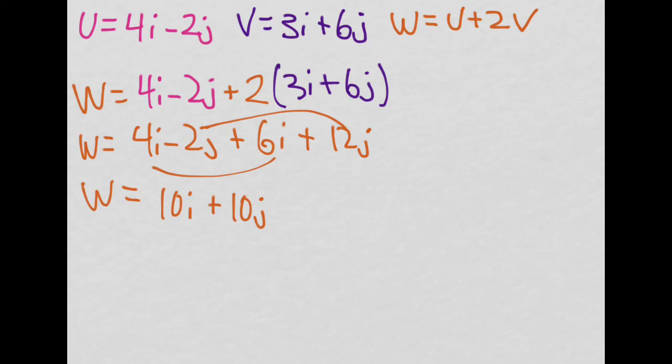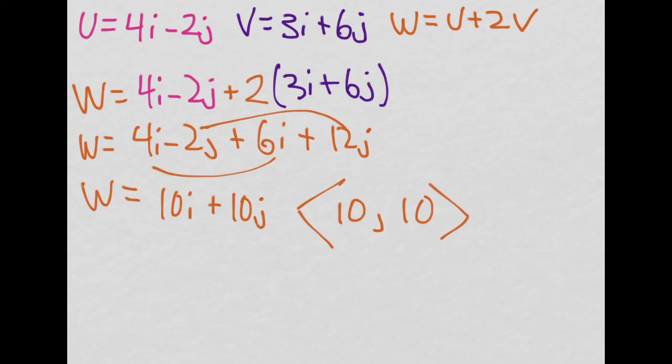Almost done. Last thing we want to do is to write this in component form. So to do that, I'm just going to write it as 10, comma, 10. And now we want to sketch the resultant vector. Now what that is saying is we want to draw this vector in standard form.